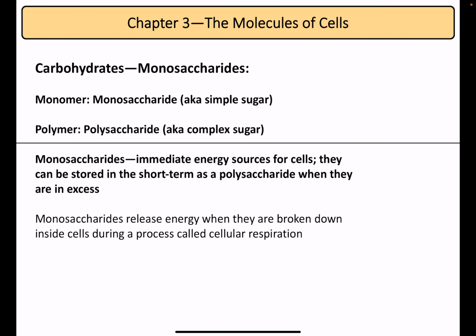The first class we're going to cover are the carbohydrates. If you remember from the Part 1 video, the monomers, the building block molecules of this class, are called monosaccharides. Another name for a monosaccharide is a simple sugar. If you link 2 or more monosaccharides together into a chain, you then have a polymer, which is referred to as a polysaccharide. In other words, a complex sugar.